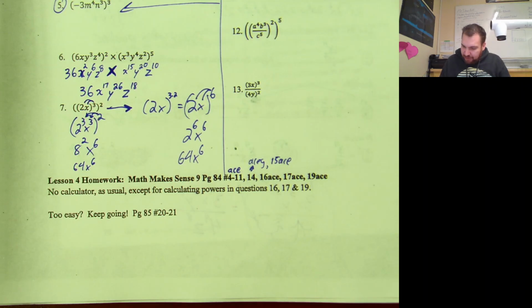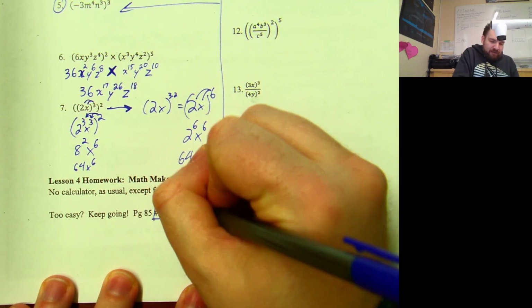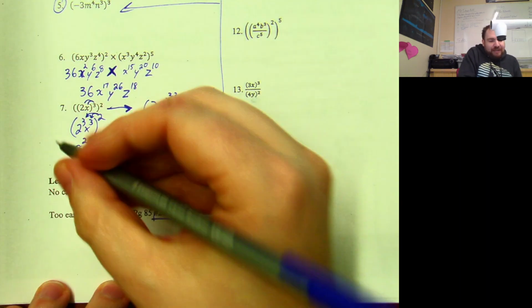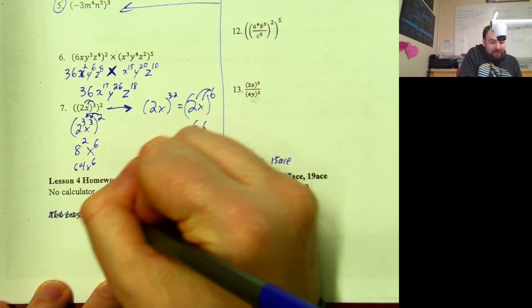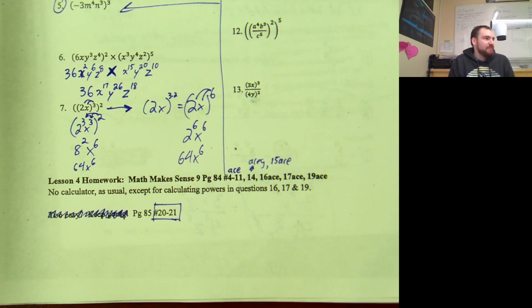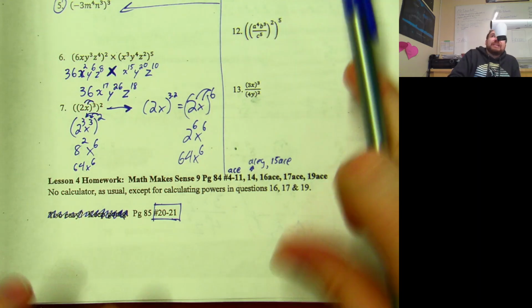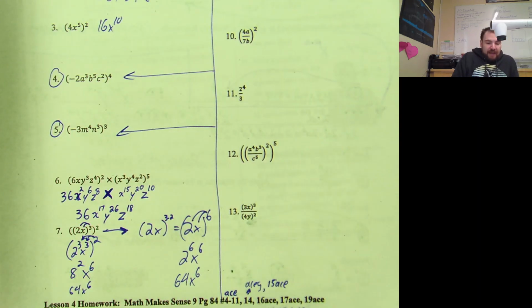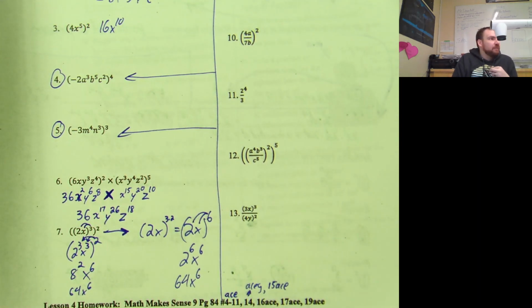And I want you to do, oh yeah, these two as well. Where it says too easy, keep going. You're pre-diploma. You're just going to keep going. It looks like there's a lot, but a whole bunch of those are super simple. If you can do these ones, then 4 to 11 is going to be a cakewalk. Here's what I want you to do. That's your homework. Go.